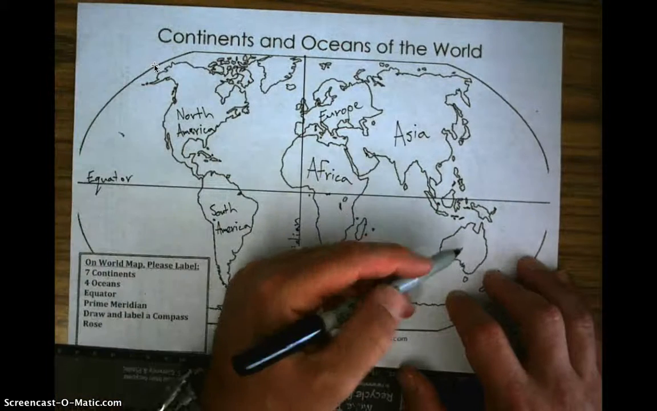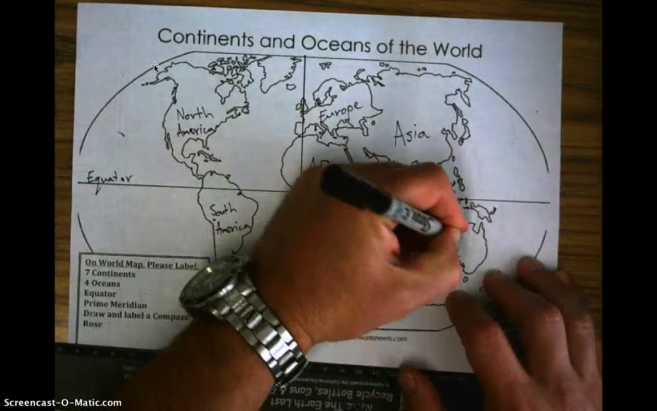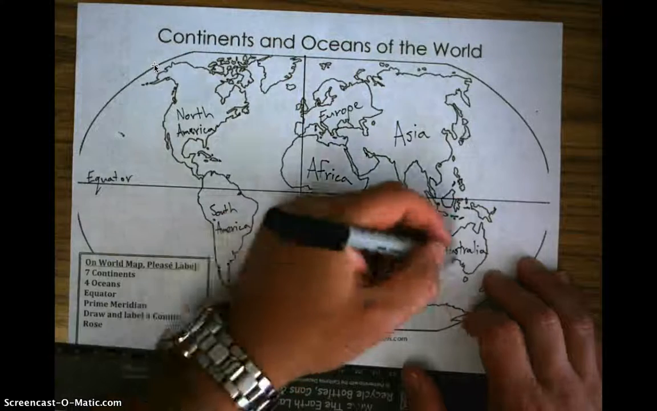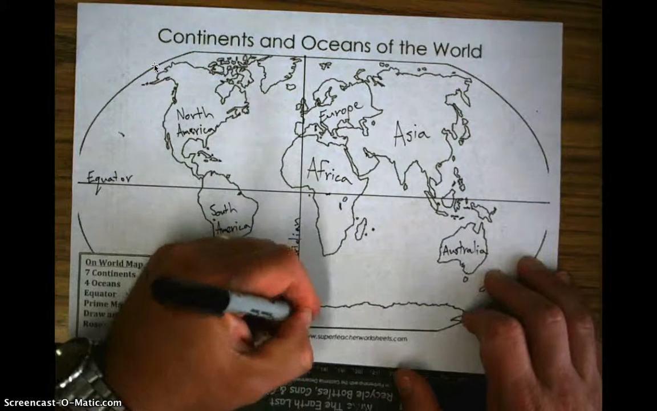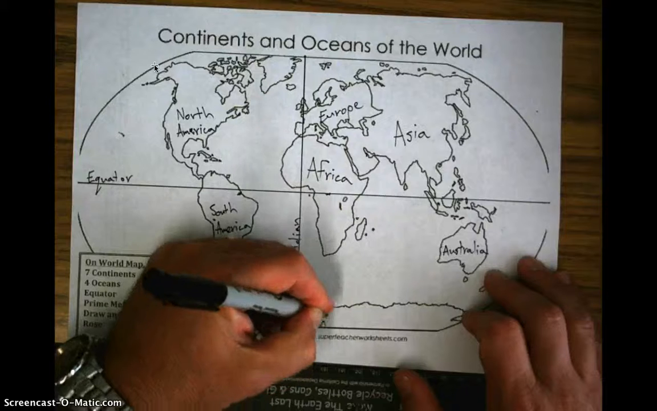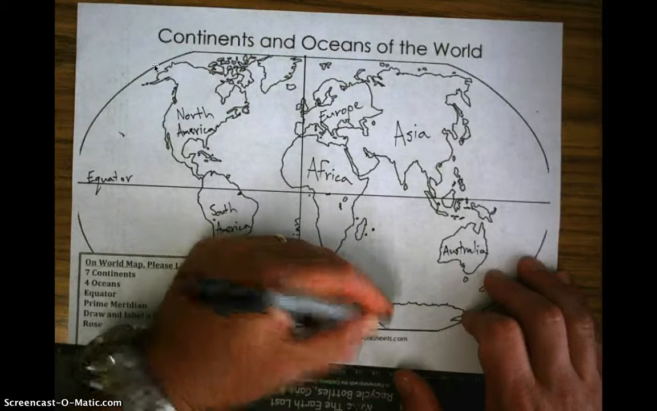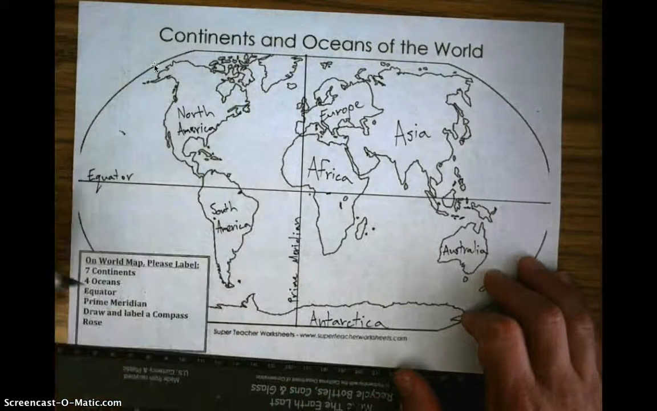Moving down the map to the south is Australia, A-U-S-T-R-A-L-I-A. And finally, down at the very bottom of the map is Antarctica, A-N-T-A-R-C-T-I-C-A. It's the opposite of the Arctic, so it is the Antarctic.